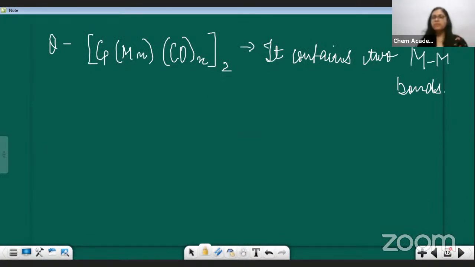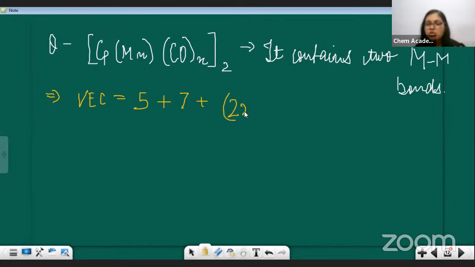See, now have a look at this question. Again, we have been given Cp, calculating the valence electron count. Again, we have not been given any hapticity for Cp here, so we will take the maximum contribution, 5 plus. The group number of Mn is going to be 7 plus CO. We know that the contribution of CO is 2. We do not know the number, so we will multiply it by X.